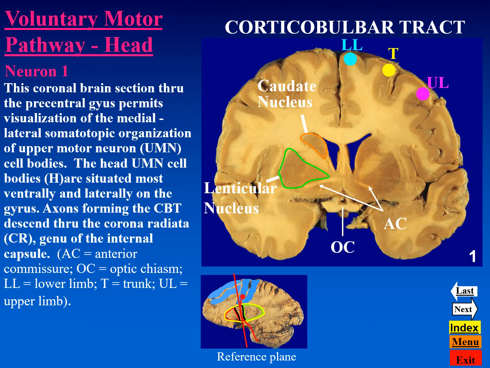Neuron 1, or the upper motor neuron supplying the head musculature, has its cell body in the precentral gyrus. It's the most laterally represented group of cell bodies in that gyrus. It probably takes up the largest volume of tissue in that precentral gyrus also. Its axon passes through the corona radiata and through the genu region of the internal capsule.